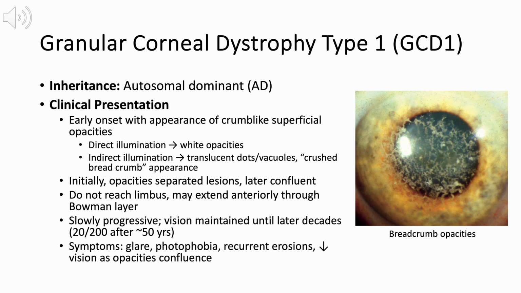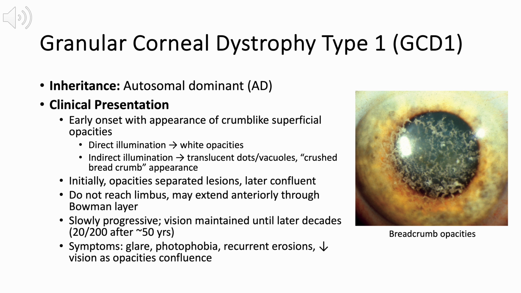Next, let's move on to granular corneal dystrophy type 1, also known as GCD1. This condition follows an autosomal dominant inheritance pattern. In terms of clinical presentation, patients usually present early in life. The hallmark finding is the presence of crumble-like superficial opacities.